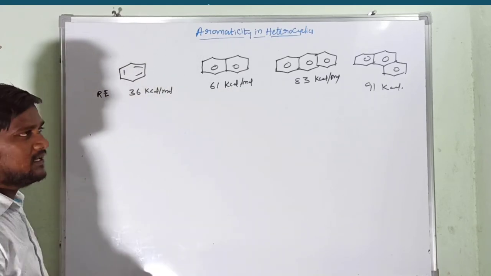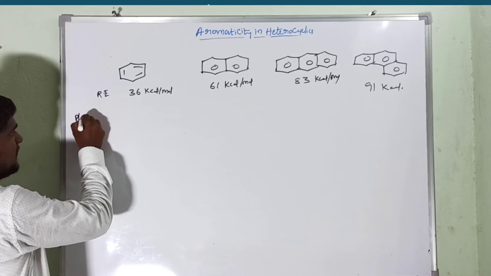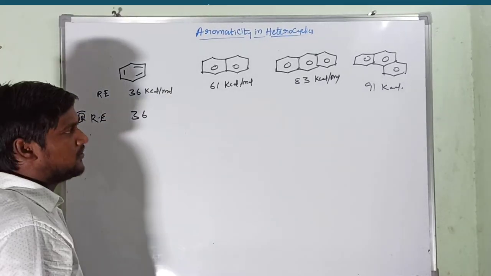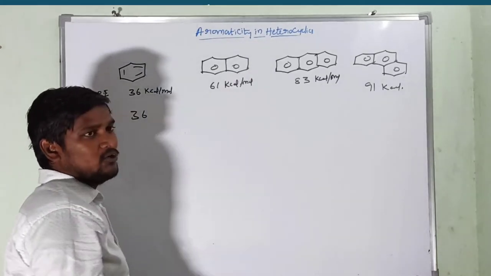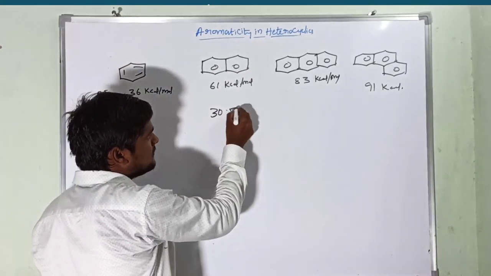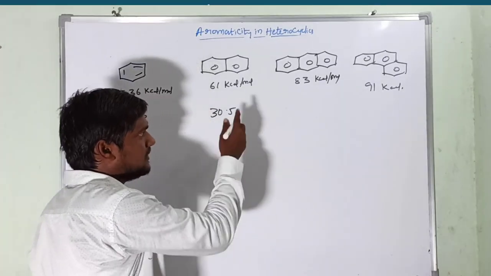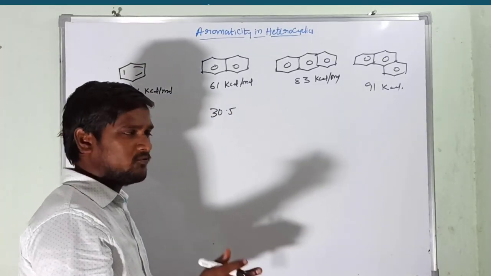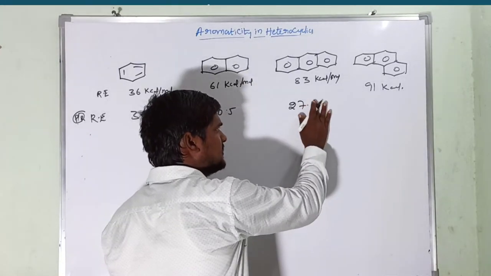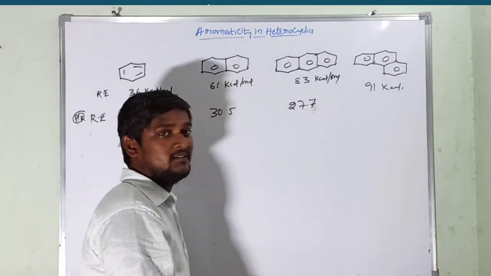Okay, now let's calculate the resonance energy per ring. Here it is only one ring, that's why 36 kilocalories. Here two rings are there, so one ring is 30.5 kilocalories. Now here three rings are there, 83, approximately 27.66, which is approximately 27.7.